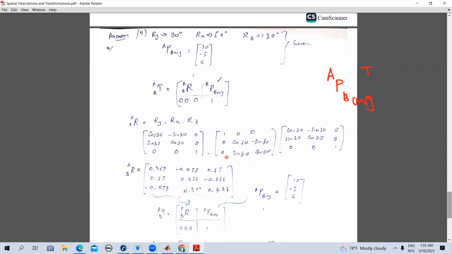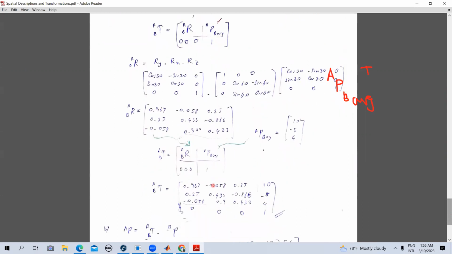Now we are supposed to find the transformation matrix first, right? So the transformation matrix takes this particular order. We know the rotations here, so we simply have to substitute these rotations. This entire 3 by 3 matrix, we put here. And do we know the position vector of B origin with respect to A? Yes, we know that, right? That has been given.